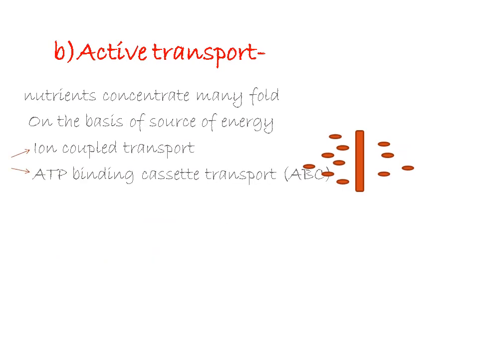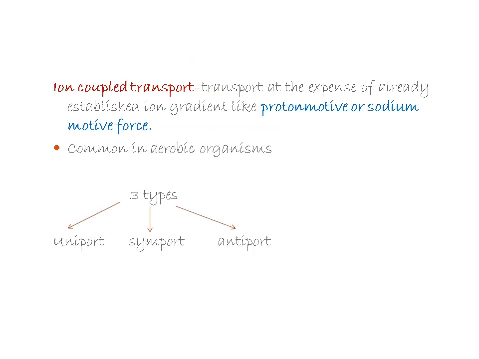Now coming to active transport. Active transport, as we have already discussed, takes the use of energy. So it can move on the opposite basis, meaning nutrients can be concentrated manifold. Even if the concentration is low outside, still the nutrient can move from low concentration to high concentration. Why? Because we are providing energy for the transport. So on the basis of where this energy is derived from, it can be ion coupled transport or ATP binding cassette transport, also known as ABC. So let's see what these two are.